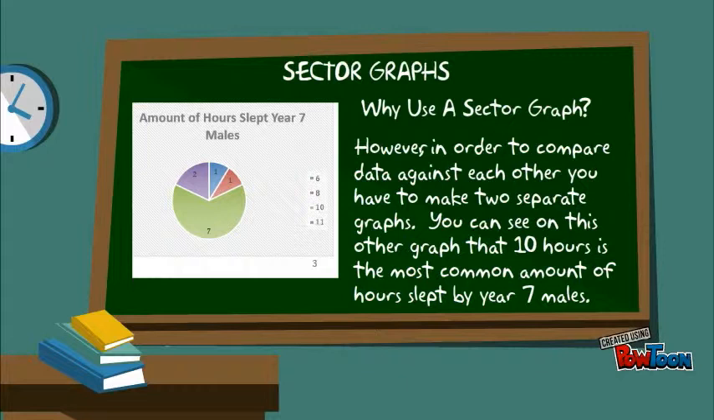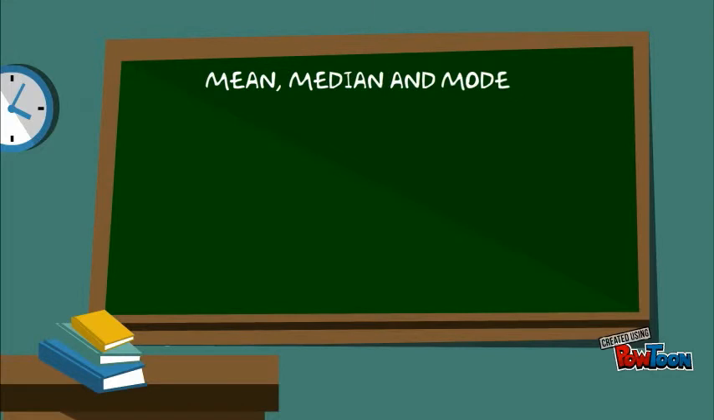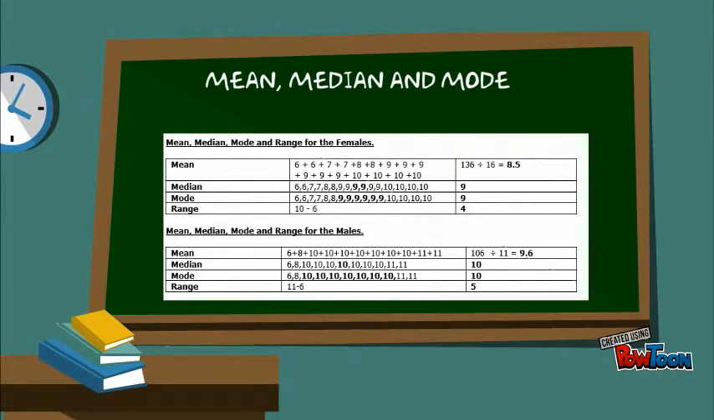So therefore you can see on this other graph that 10 hours is the most common number of hours slept by the Year 7 males. In order to create the mean, I used Excel and calculated the mean by using the average function and then selecting the values I needed.